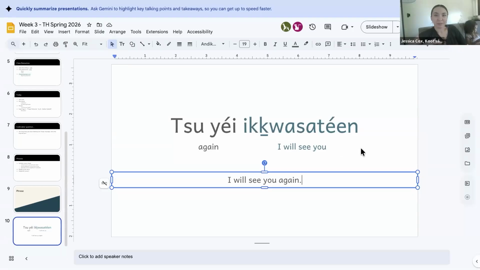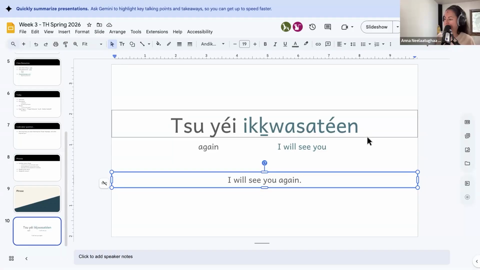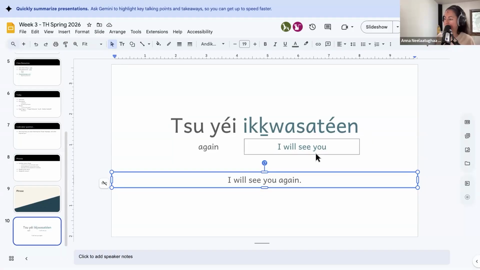In Tlingit, we do not have the letters ST, but we do have TS. So again is tsuye. Tsuye.